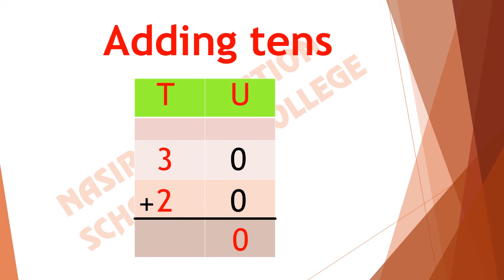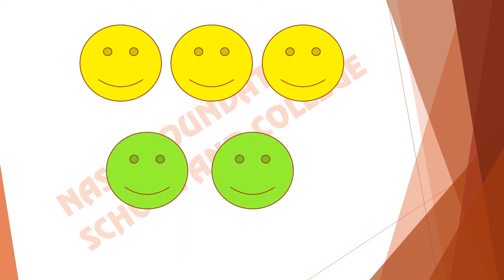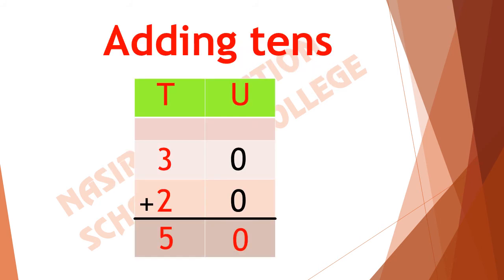After the addition of units, we will move towards tens. In tens column, we see that there are two numbers, 3 and 2. Now we will add 3 and 2. In 3, if we add 2, we get 1, 2, 3, 4, 5. We get 5. We will write 5 in tens column. It means if we add 30 and 20, we have the sum 50.